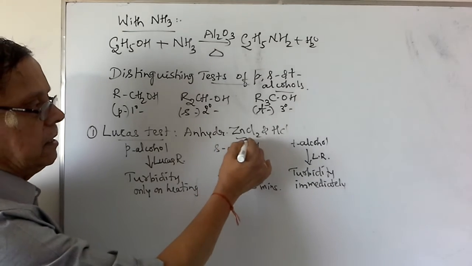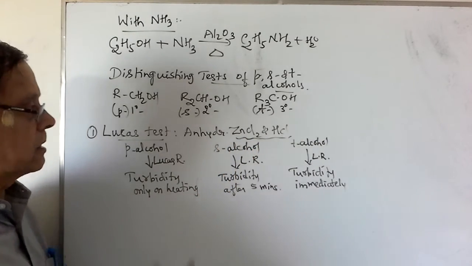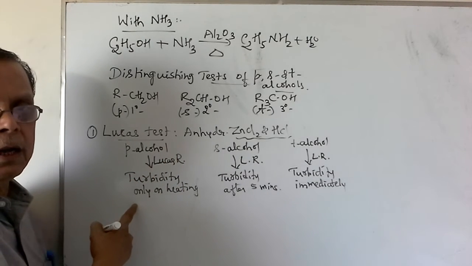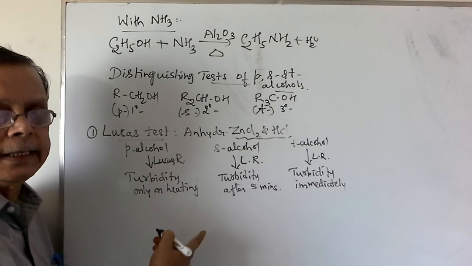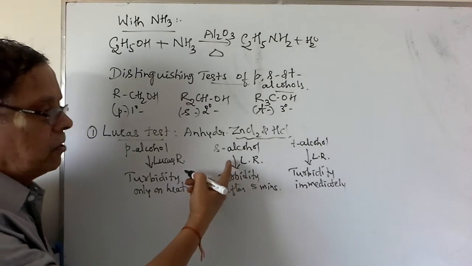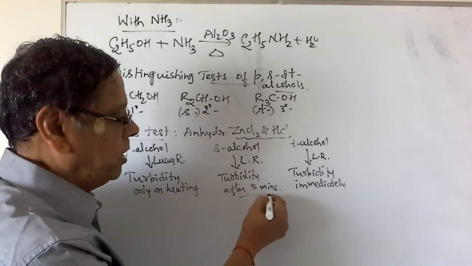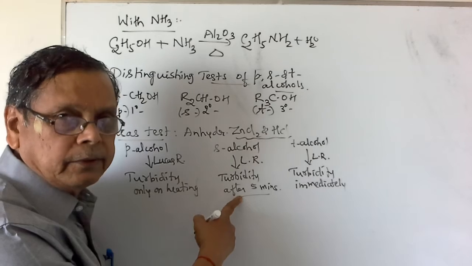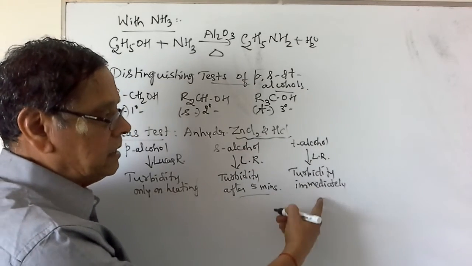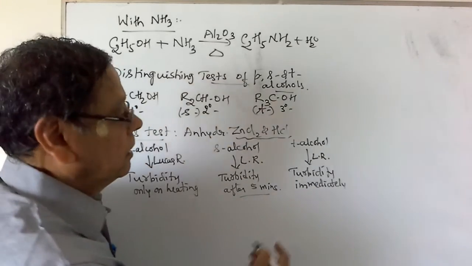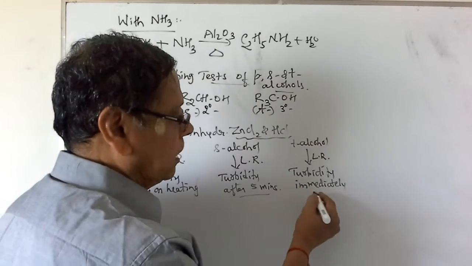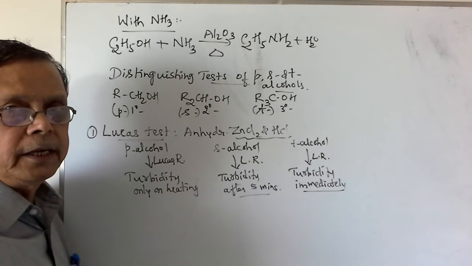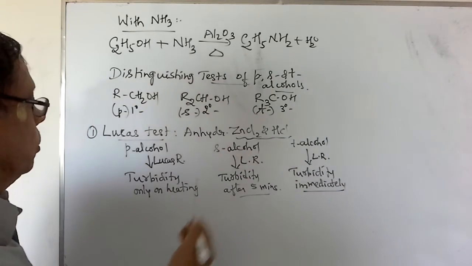The mixture of anhydrous zinc chloride and dry HCl is called the Lucas reagent. So with Lucas reagent we get primary alcohol giving the turbidity only after heating. For secondary alcohol, the turbidity appears only after 5 minutes. So compared to primary alcohol, secondary alcohols are more reactive. But the reactivity is less as compared to tertiary alcohol. Tertiary alcohols give the turbidity immediately due to formation of the corresponding chlorides.